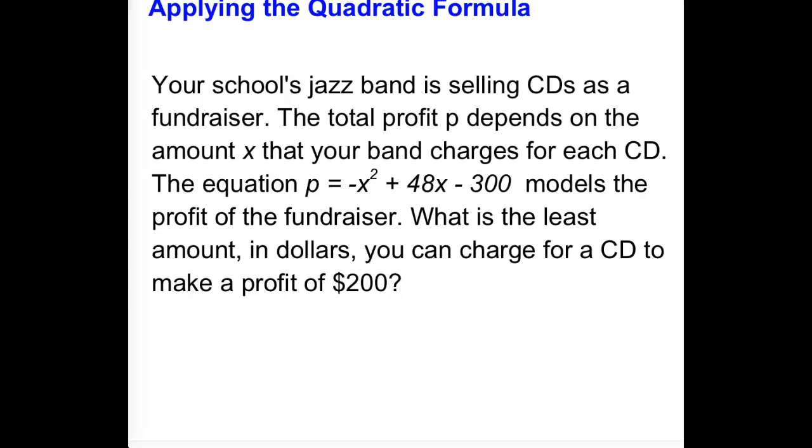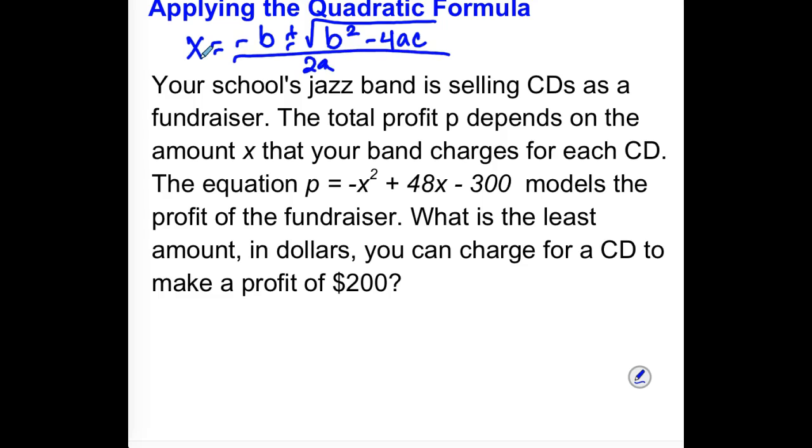Today we're going to look at finishing up our notes for section 4.7. We've been talking about the quadratic formula. Do you guys remember what it looks like? X equals what? Okay. So when we solve a quadratic equation using the quadratic formula, we are finding where it hits the x-axis.